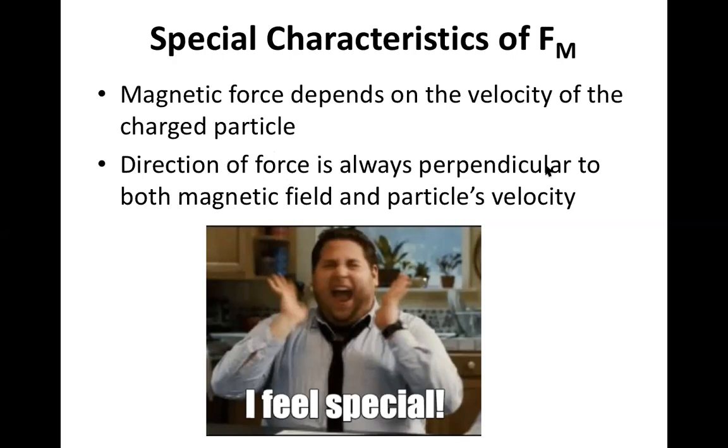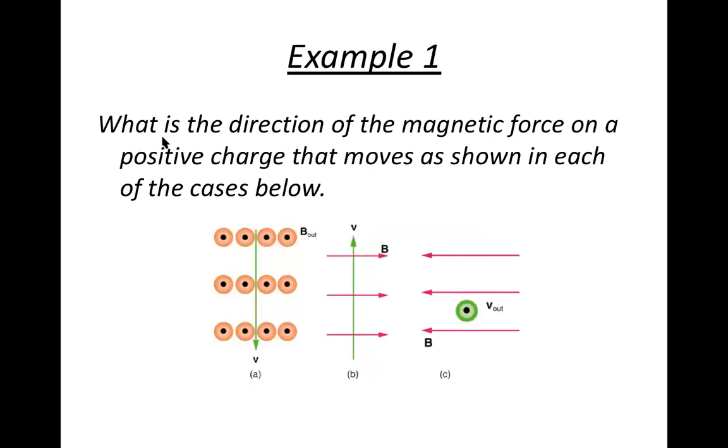Direction of the force is always perpendicular to both the magnetic field and the particle's velocity. So this is interesting. At all points in time, it is perpendicular. That might not seem special until we get to tomorrow's lesson. So let's try an example. What is the direction of the magnetic force on a positive charge that moves as shown in each of the cases below?